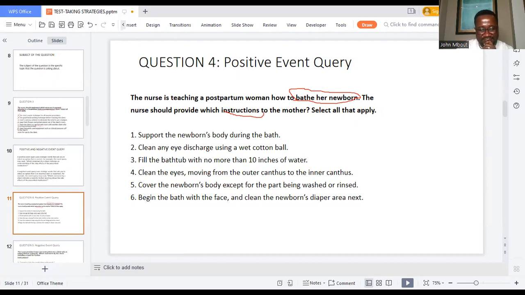What's the answer? Someone said 1, 2, 3. Someone said 1. Remember we talked about select all that apply. In the NCLEX, select all that apply can be just one option, or it can be all the options, or it can be 1, 2, 3. Now, you need some content to understand it.